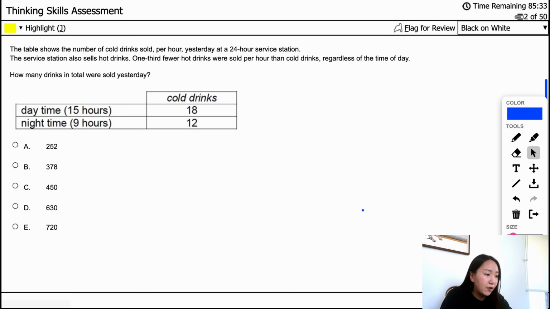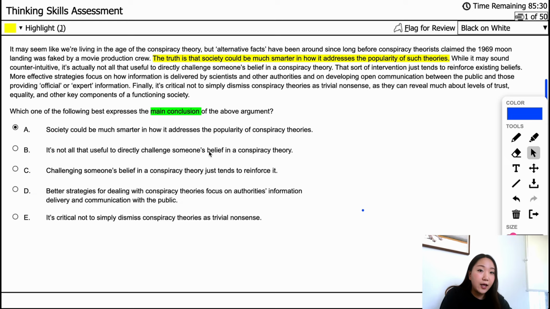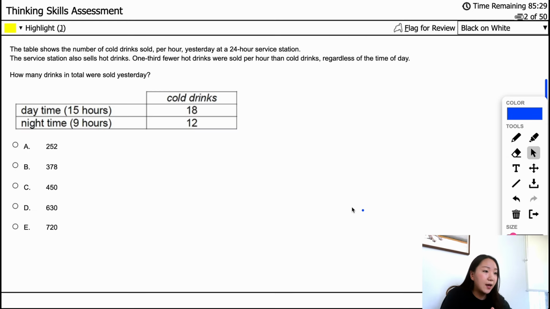I think also on that first question, I accidentally clicked A before I decided it was A. So again, just be really, really careful.